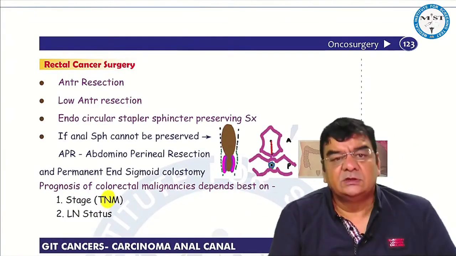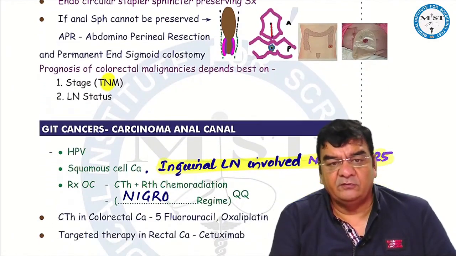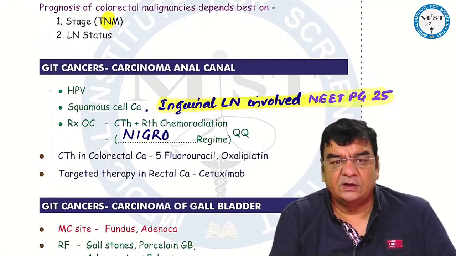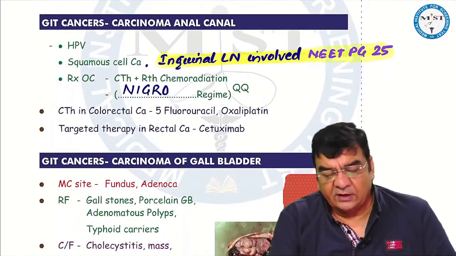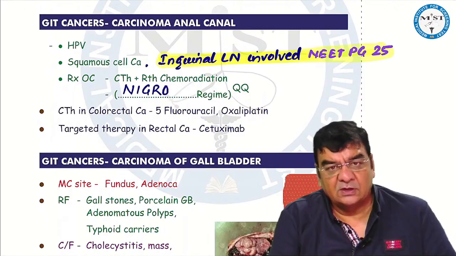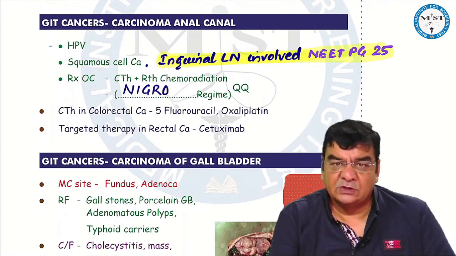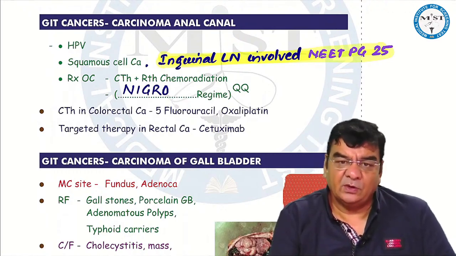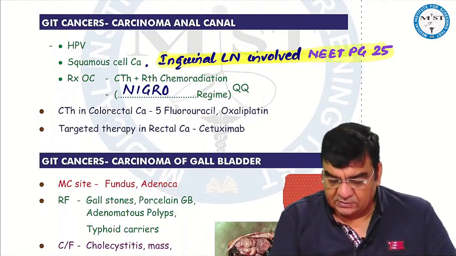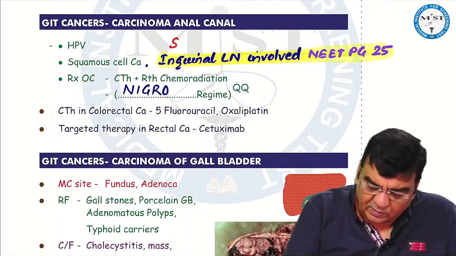For prognosis, it depends on the stage, TNM, and in TNM, it is the lymph node status which is most important. Anal canal cancers are linked with human papilloma virus. There will be squamous cell carcinoma, and obviously the skin of the perineal area and the lower limbs will be draining to inguinal lymph nodes. So anal cancers will be going to the superficial inguinal lymph nodes, right? So it is the superficial inguinal lymph nodes which are going to be more commonly involved.